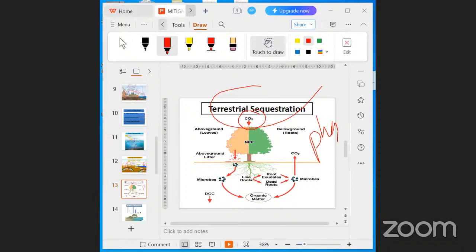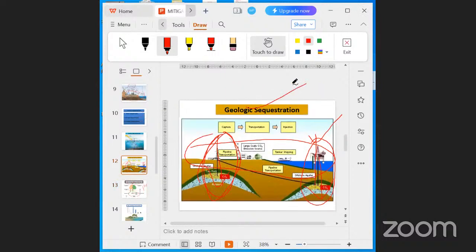Among all the types of sequestration, the most important kind is geological or geologic sequestration. Because of the impact of climate change, there is a need for us to take in the carbon and store it in some other place.